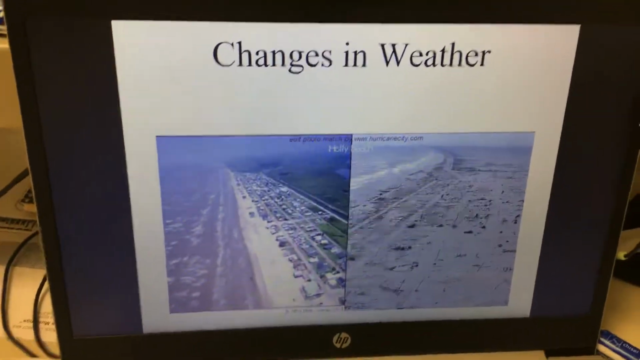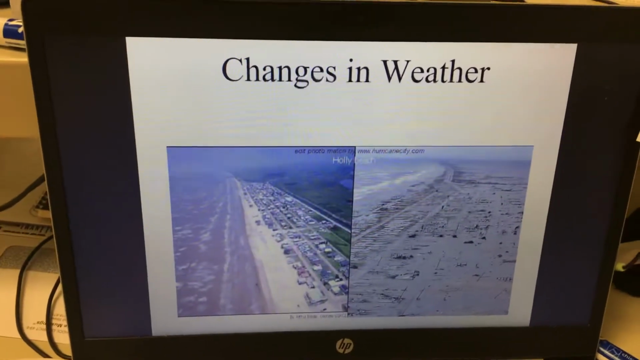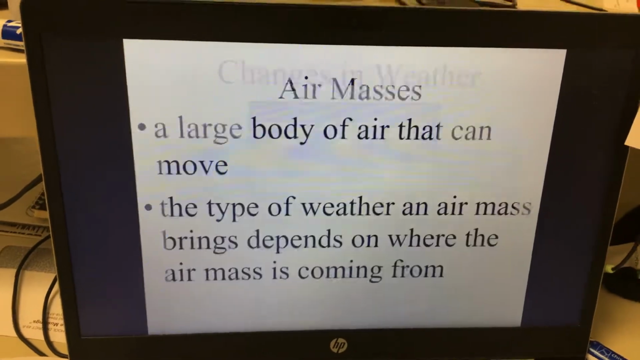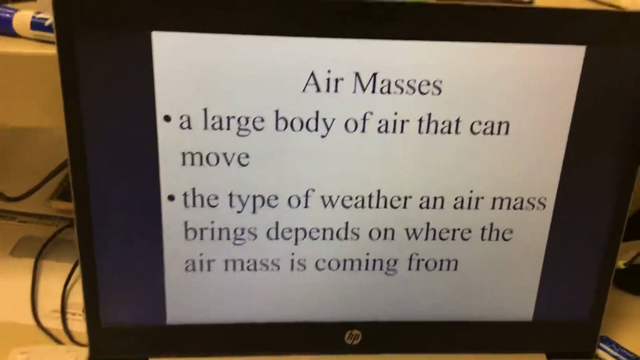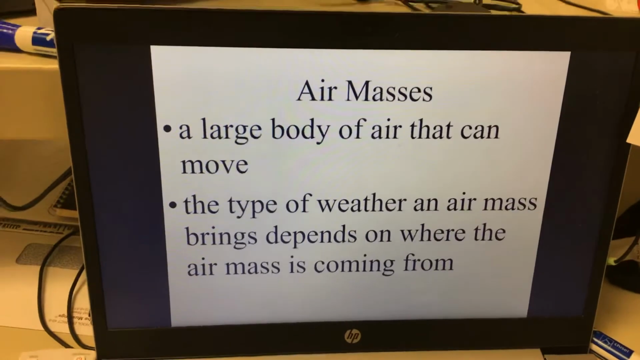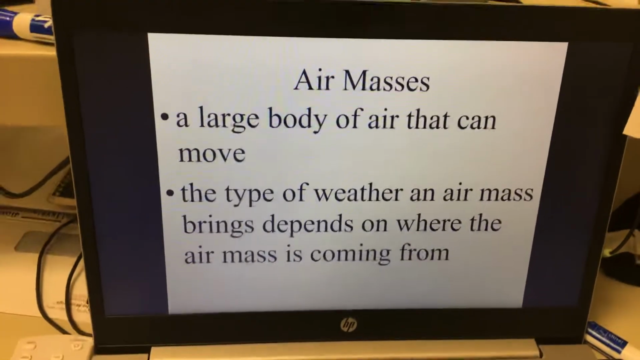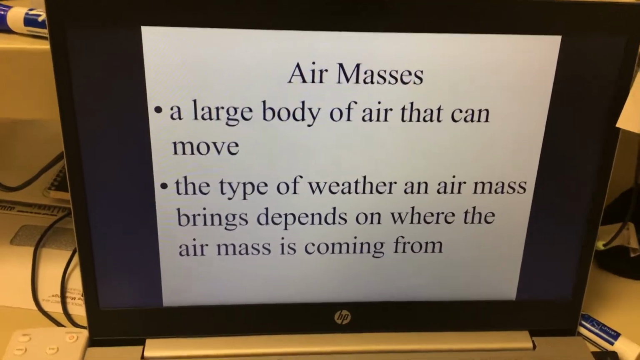All right, here we go. Talk about some changes in weather. We're gonna hop right into it. If you want a heading, have it be air masses, and then write both of these things down.